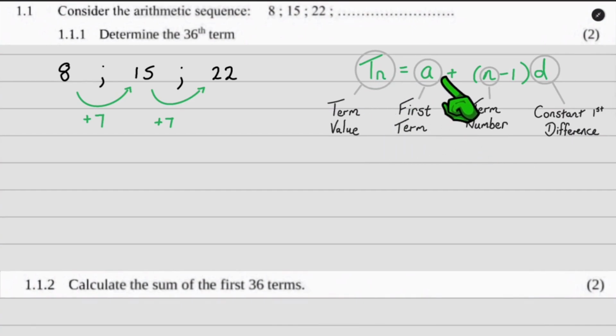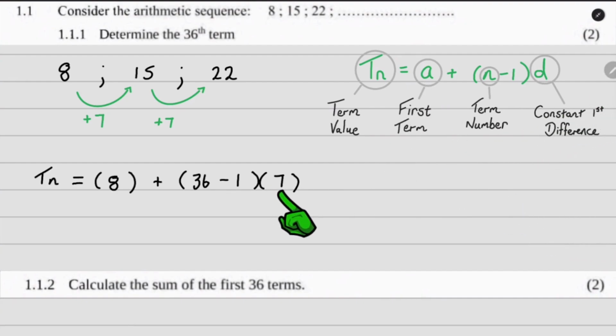So we've got a term value, first term, term number, and the constant first difference. Always a constant first difference with an arithmetic sequence. So our constant first difference is the 7 over here. Our first term is the 8. And our term number, we are getting the 36th term. So our term number is 36. So I'm going to set up a shell of brackets and chuck everything in.